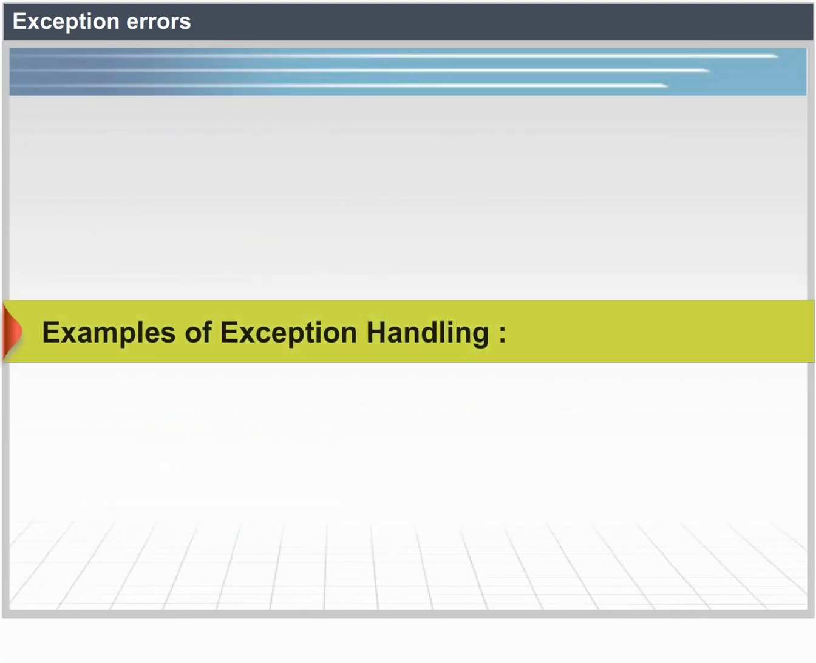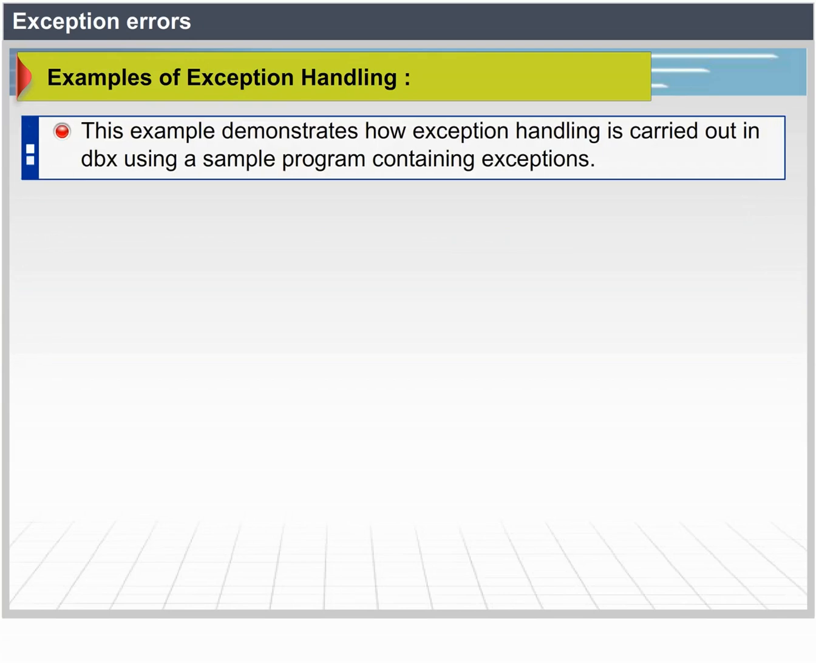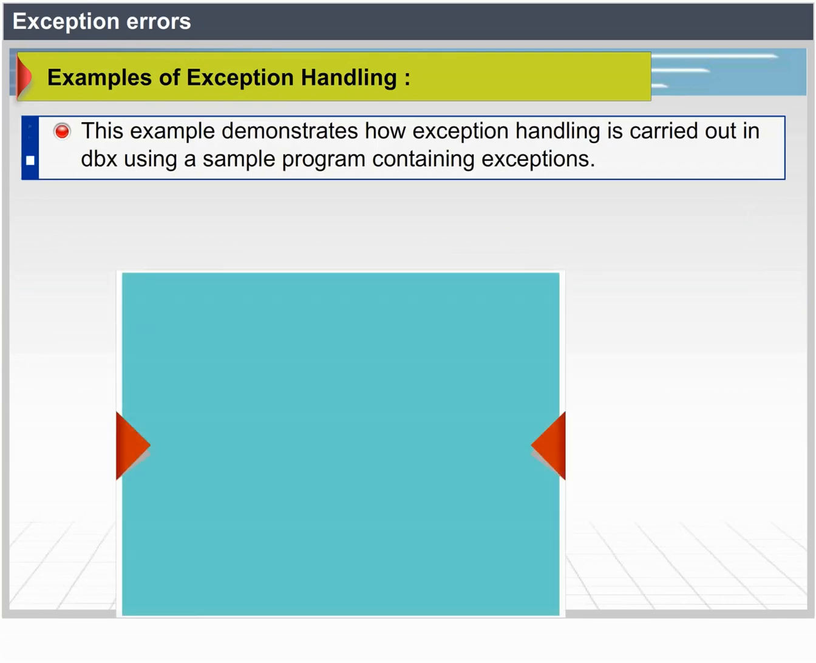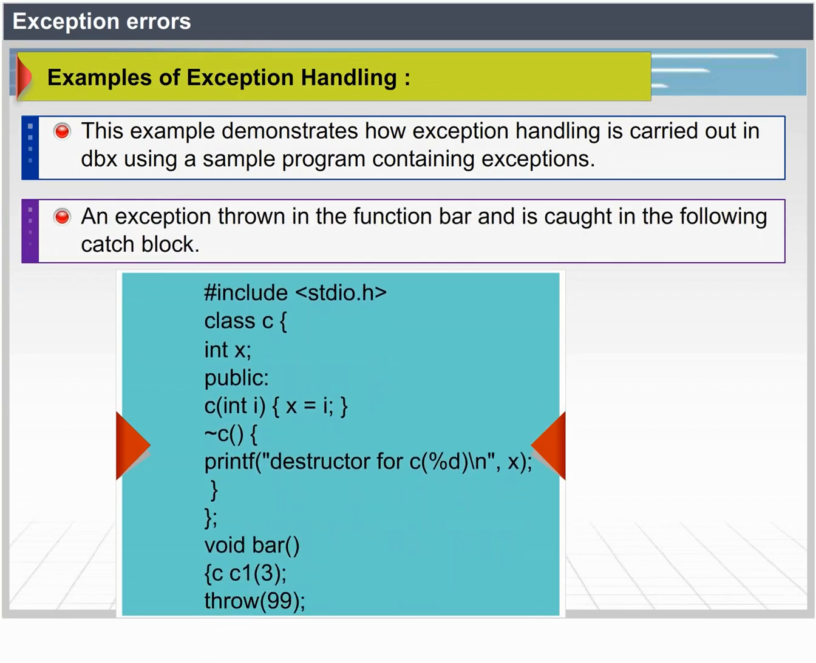Examples of exception handling. This example demonstrates how exception handling is done in DBX using a sample program containing exceptions. An exception is thrown in the function bar and is caught in the following catch block.